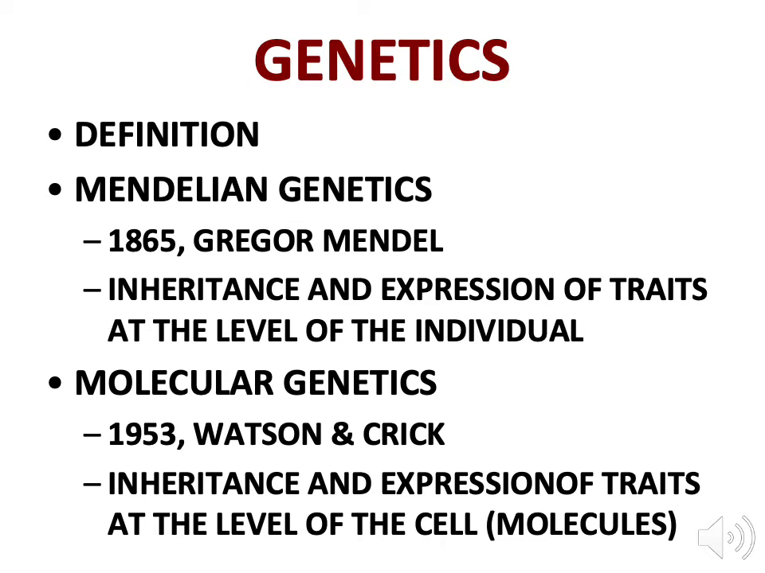Now, molecular genetics hails its origin to the publication of the structure of DNA by Jim Watson and Francis Crick in 1953. And in that particular paper, they not just described the structure of DNA, but proposed that DNA molecule as a mechanism of encoding information, a mechanism of inheritance, and ultimately a mechanism of expression of traits.